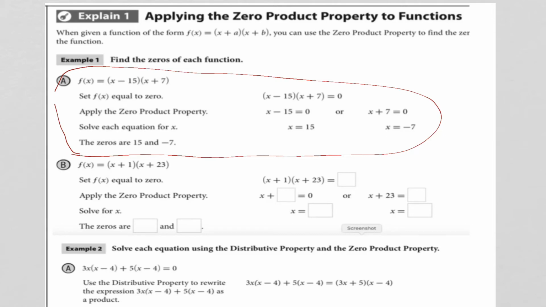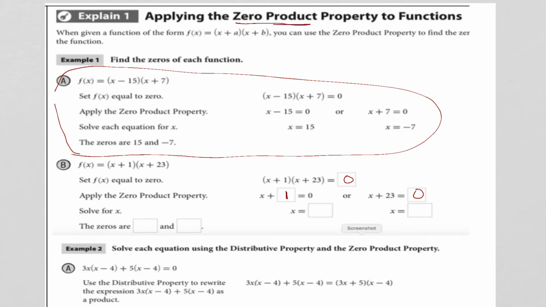If x minus 15 were equal to 0, what would make the equation equal to 0? Positive 15, of course. And there's a worked out example. Here's one I'm going to do with you. That's going to be 0. So I say essentially, well, x plus 1 equals 0 and x plus 23 equals 0.